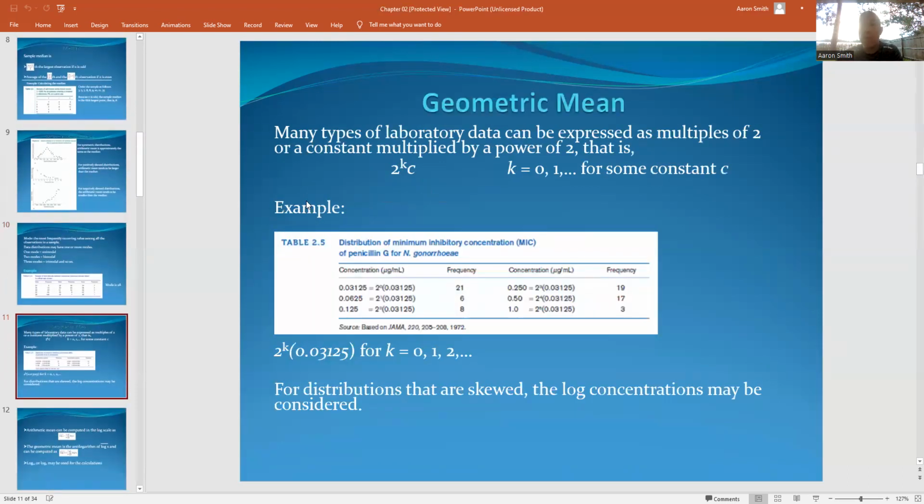Now, the geometric mean. The idea here is I take my data, multiply it all together, and I take the nth root of it. So it's the multiplication version of taking an average. And this has some very specific uses.